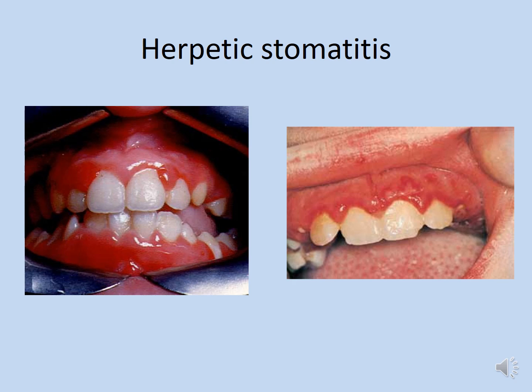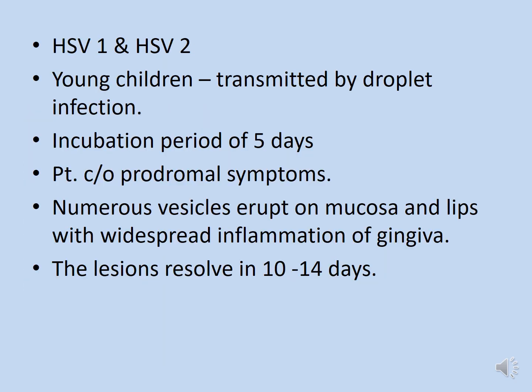So starting off with herpetic stomatitis. Now here you have two pictures here. Both of them show erythematous lesions seen on the gingiva, on marginal gingiva of young children. All right. So this is a common presentation in young children, and this is caused secondary to herpes infection. All right. So let's look.